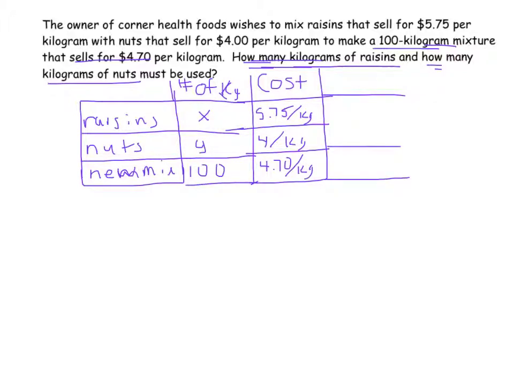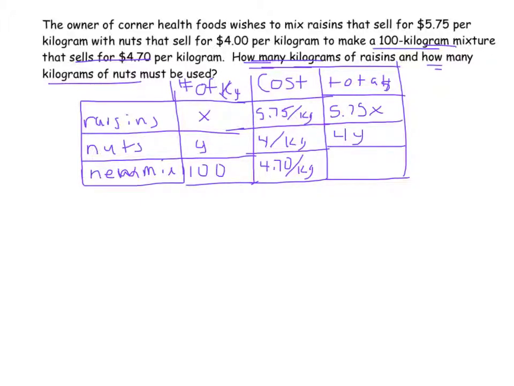And then I'm going to have this over here as my total column. The total. And it's really the total amount or the total cost. So if right here, the cost is $5.75 per kilogram and I have X number of kilograms, the total cost of the raisins was $5.75X. And same with the nuts. It was $4 per kilogram for Y, so $4Y.